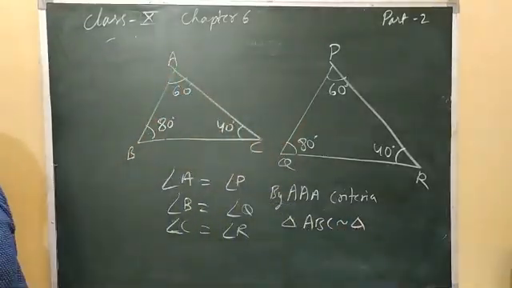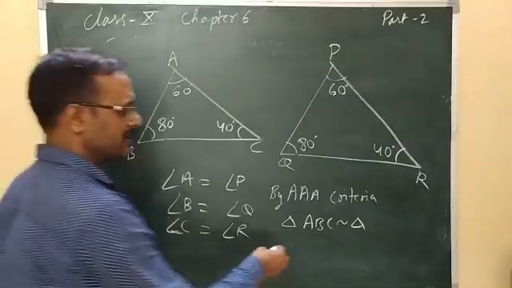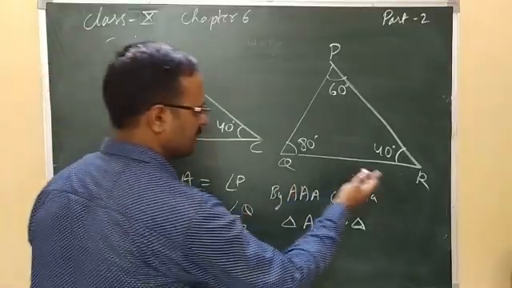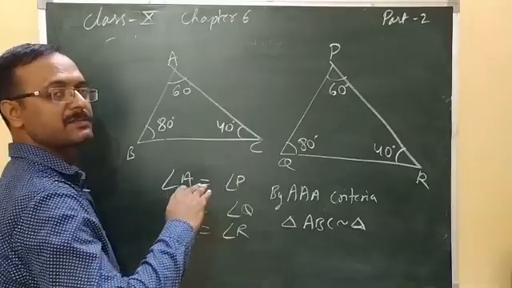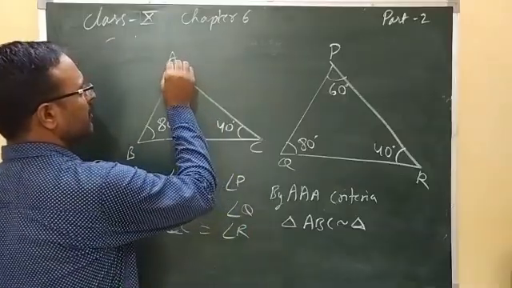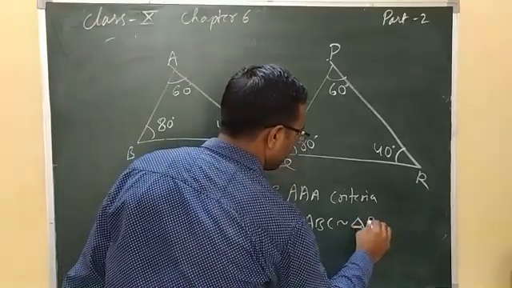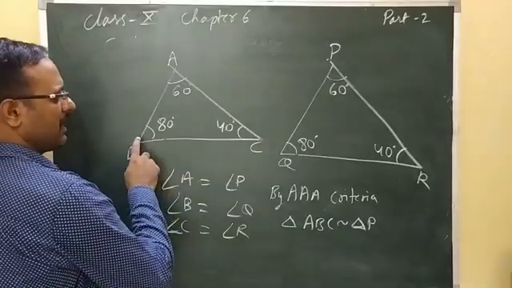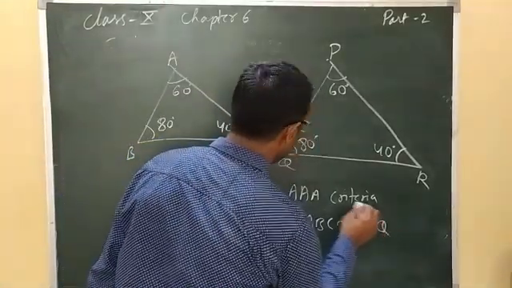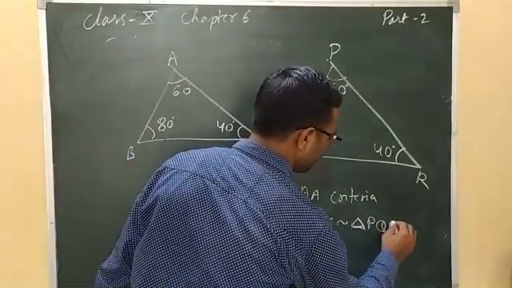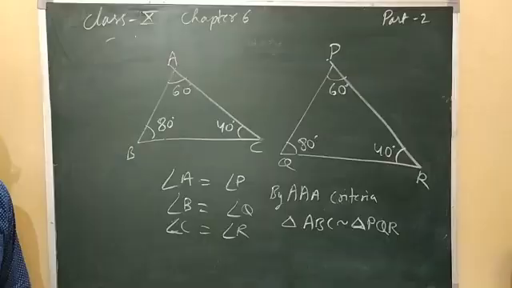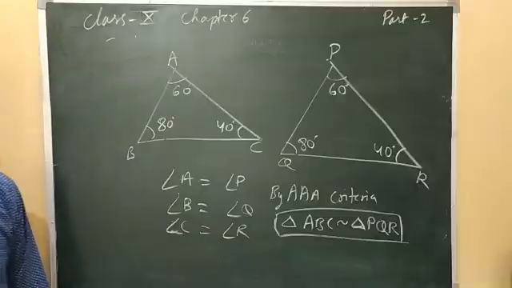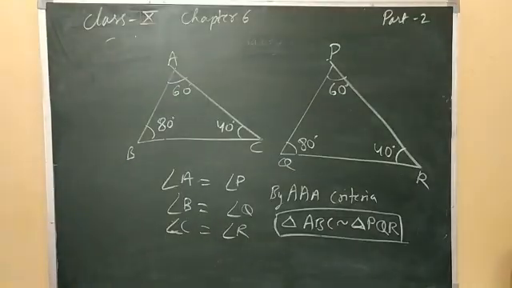Now it is very important to write the corresponding points in the sequence. Don't write it as it is. We have to write the triangle's name in the sequence of the corresponding points. So the corresponding point for A is P. So A is at the first place, so P will come first. Then you can see B is at the second place, and B was equal to Q, so Q will come here, and after that C is corresponding to R, so R will come at the last. So we can say this triangle is similar to this triangle by AAA criteria. Coming to the next question.